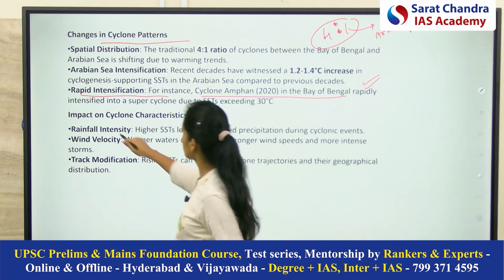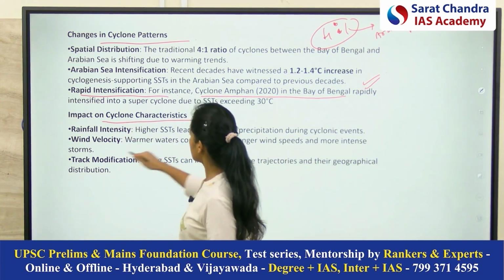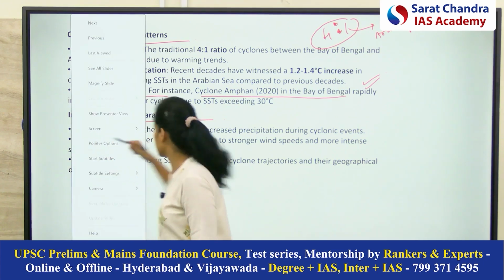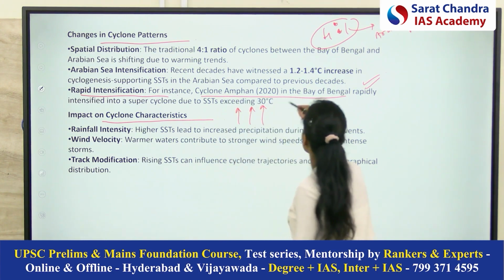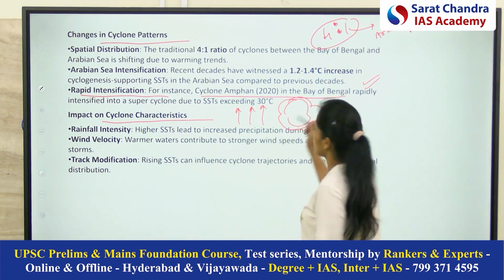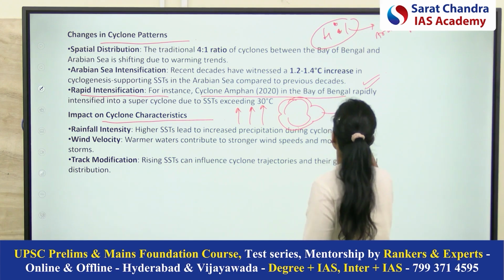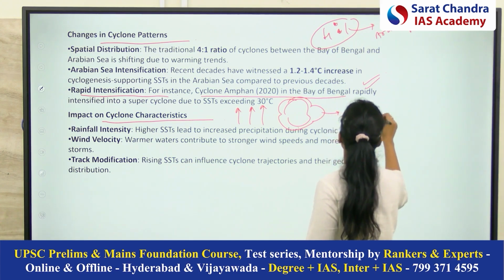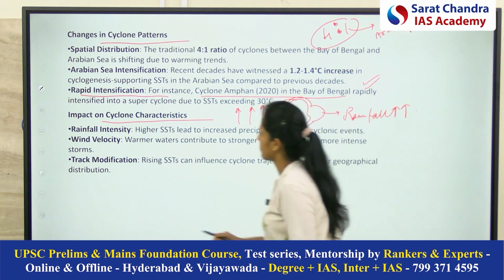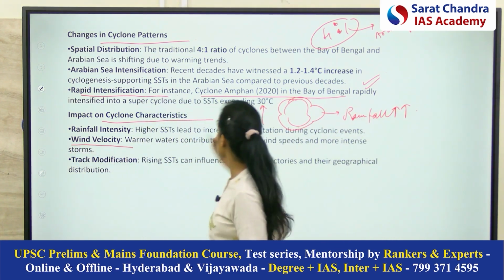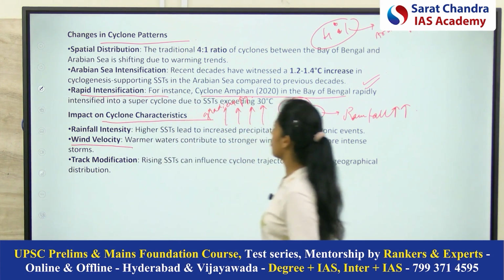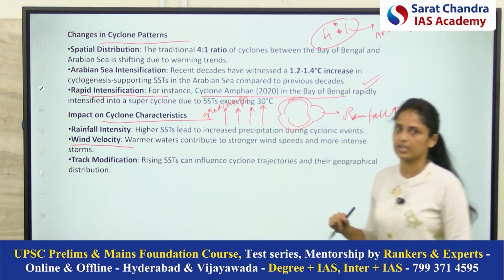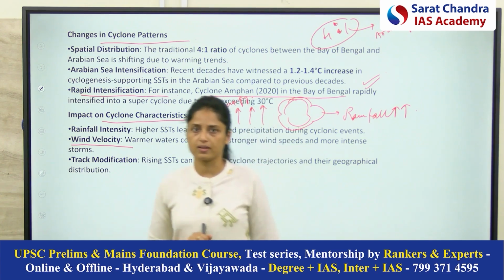Now, coming to the characteristics of cyclones. So see, if the intensity of cyclone increases, if the rising of air increases, obviously it will lead to the formation of clouds, cumulonimbus clouds. And if the formation of clouds increases, the rainfall will definitely increase. Okay. And wind velocity we already discussed. Because of the temperature gradient, the wind velocity will increase. Okay, so these all were the impacts of change in sea surface temperature on the formation of tropical cyclones.